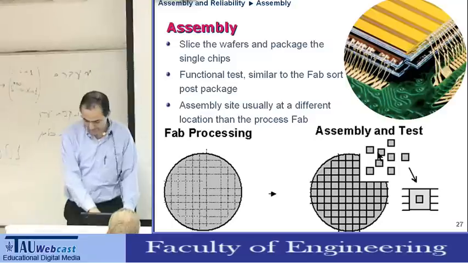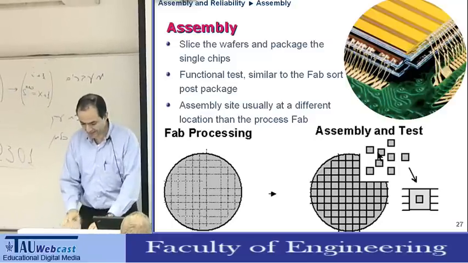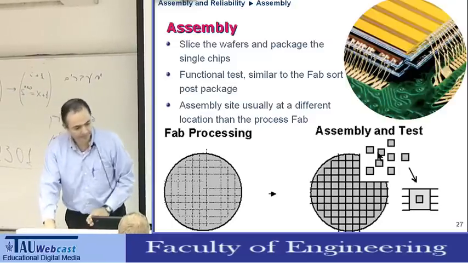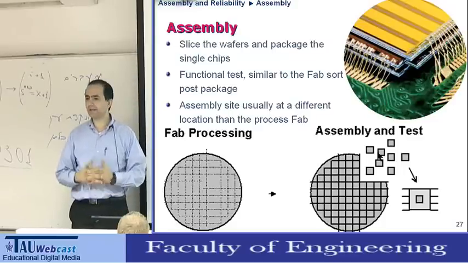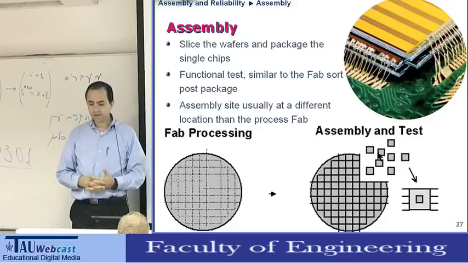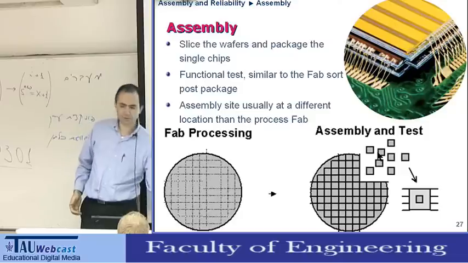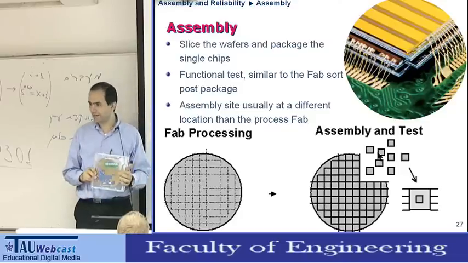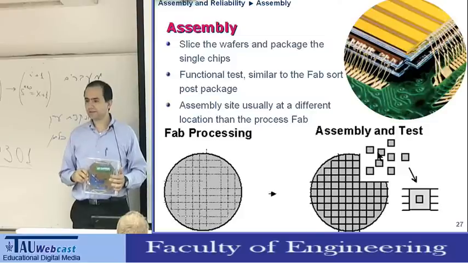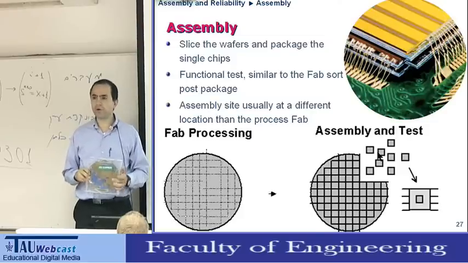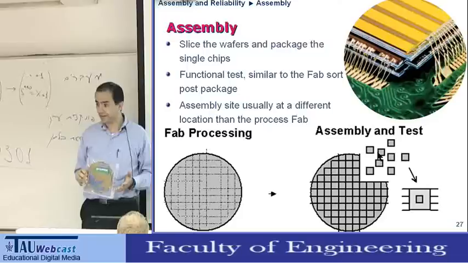Okay, so this is what we do in assembly. And then we also test the chips. We also test the chips when they are at the wafer level. We call that sort, or EWS, electronic wafer sort, or probe. It depends on the company.